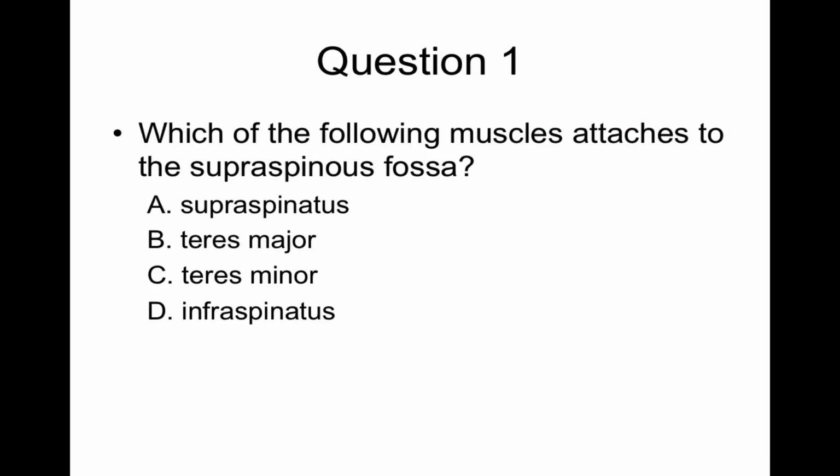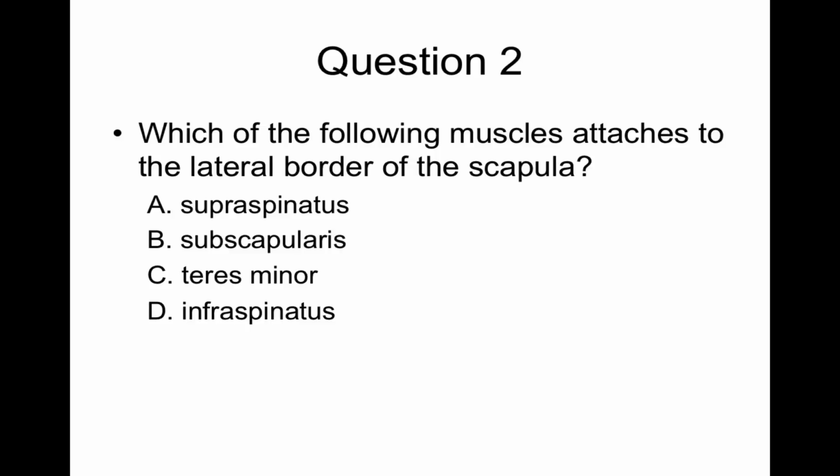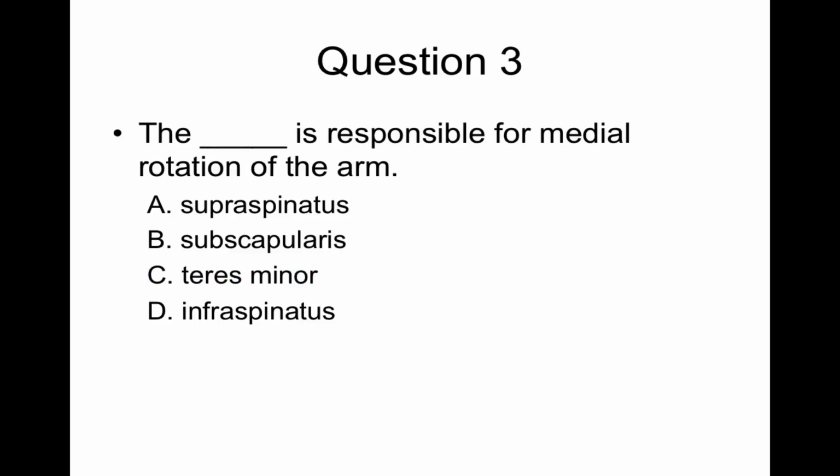So let's practice. You can take a look at this question. We'll have a little bit of a pause, and then I'll give you the answer to the question. So which of the following muscles attaches to the supraspinous fossa? Pretty straightforward, eh? So that's A. Question 2. Which of the following attaches to the lateral border of the scapula? You got it. That's C. Question 3. The blank is responsible for medial rotation of the arm. Subscapularis.